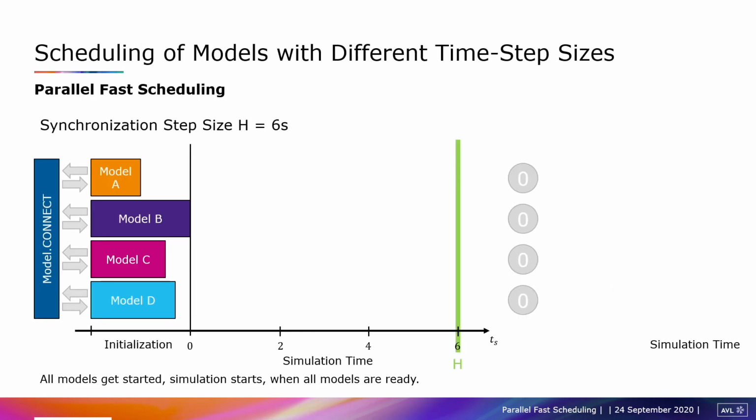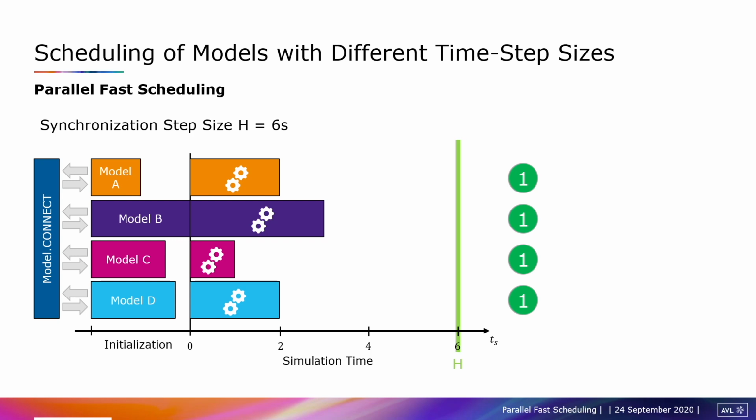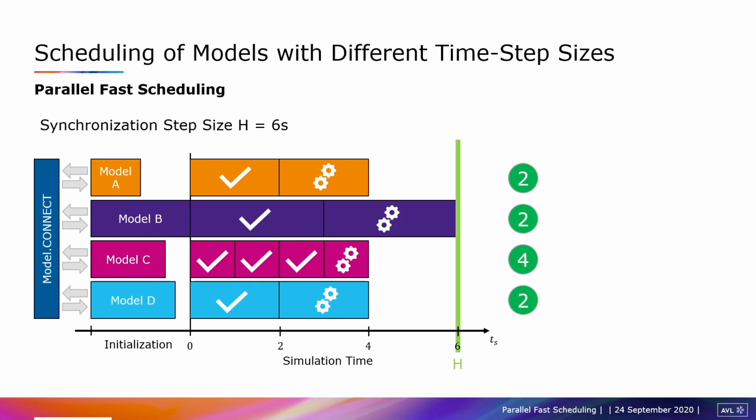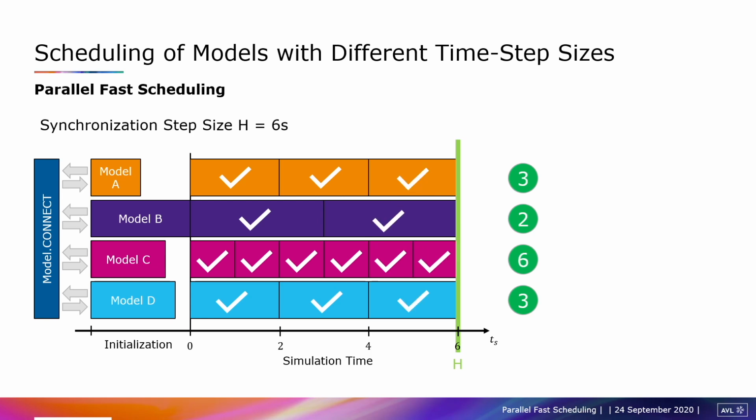Let's come back to our schematic example now for the parallel fast scheduling and an assumed synchronization step size of 6 seconds. In the first step, all submodels are executed in parallel as before. As soon as a submodel has finished a coupling step, it can immediately start the next step without synchronization. This also applies to the other submodels, so that each submodel can directly execute the next step without waiting for the other submodels. After 6 seconds, all submodels are at the first synchronization interval. The synchronization condition for all submodels is fulfilled and the submodels are exchanging the data.